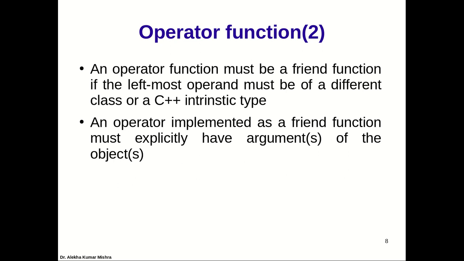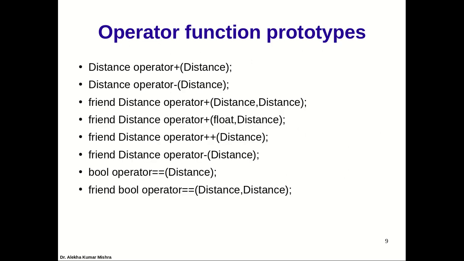Secondly, an operator implemented as a friend function must explicitly have arguments for objects. So when we implement a function as a friend function, it has to take all the arguments required to apply that operation on those objects. Here are some declarations, we can say the prototypes for different operator functions for, let's say, the distance class. I think everybody is aware of the distance class. You can see my example in the previous video.